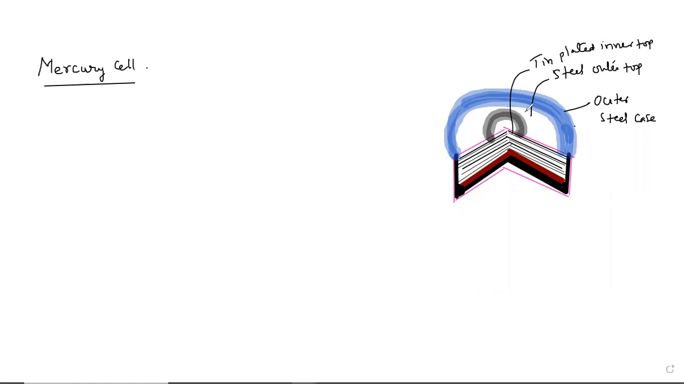Another thing present here is an insulating gasket. And we also have a gas vent, through which gas will go outside. These are the parts.